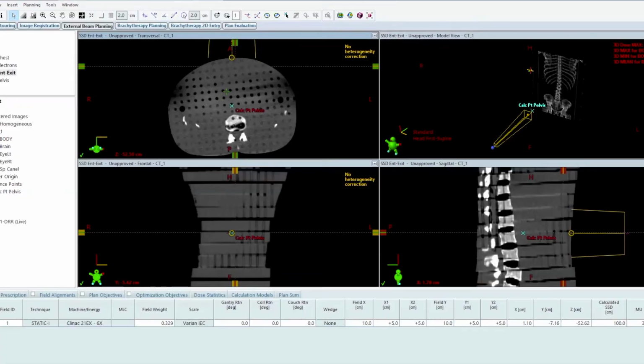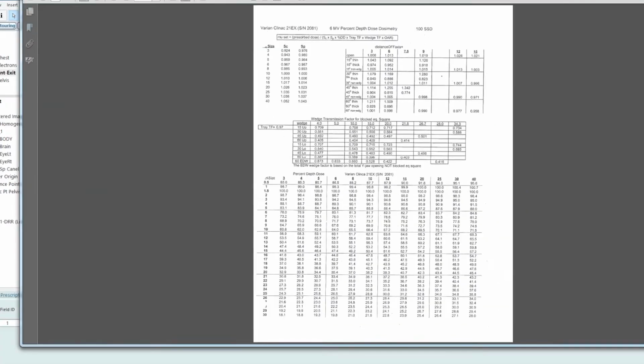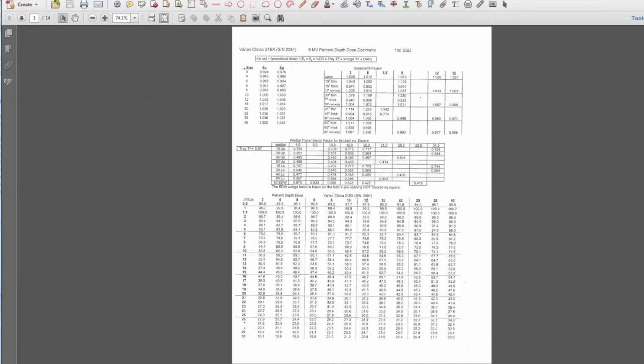Okay, so field 1, 200 centigray. I'm 100 centimeter SSD and roughly 10 centimeter physical depth. Ignore the equivalent since I'm calculating to a water phantom. So if I look at my beam data tables, I have a 10 by 10 field size, so my S sub C and S sub P are both going to be 1.0. Okay, I have no wedge, no off axis, no trays. And then if I look at the percent depth dose at 10 centimeters and I go over to a 10 centimeter field size, I'm at 66.4%.